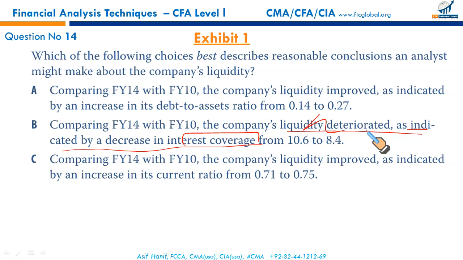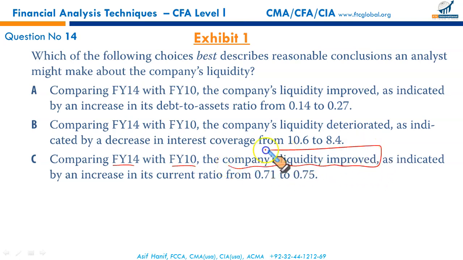But let us convince ourselves what we have to do for C. Comparing FY14 and FY10, the company's liquidity improved as indicated by the current ratio going from 0.71 to 0.75. Let's do it.